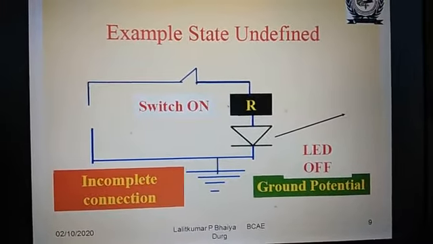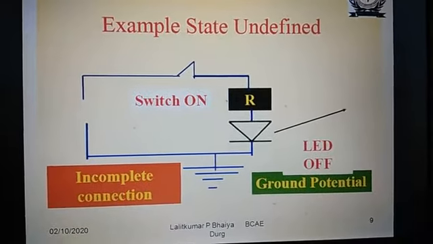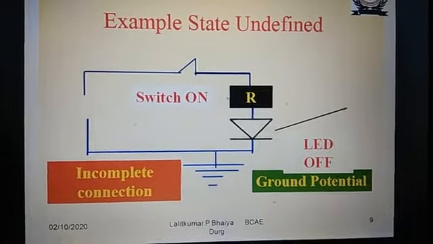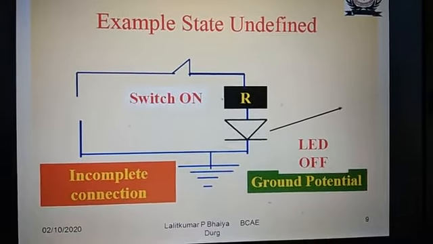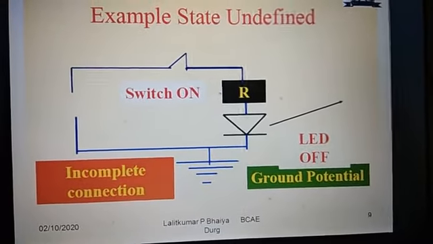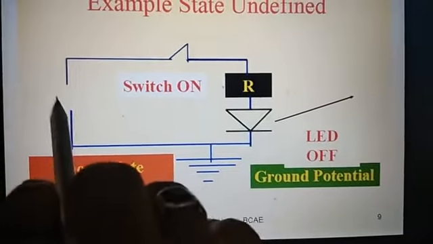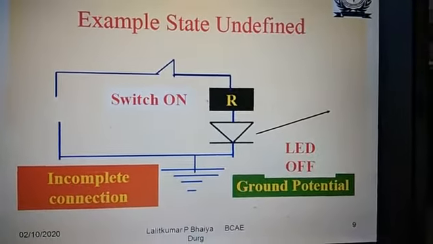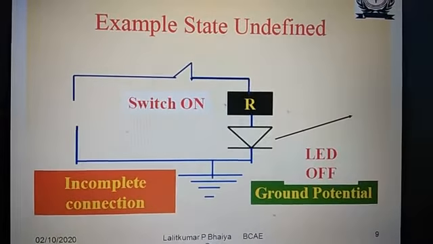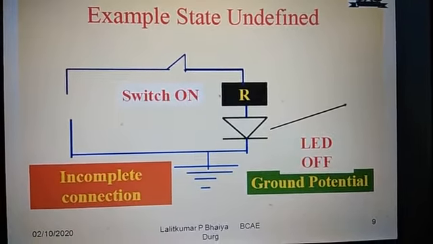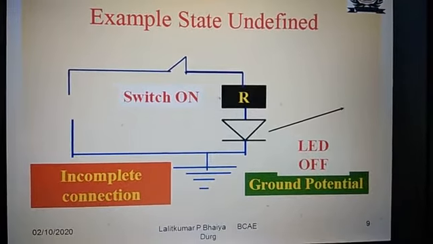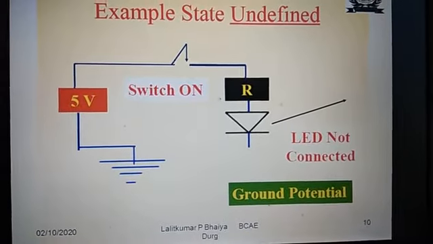And another one is called undefined. There is no 1 or no 0, even if there is a switch on or switch closed. This is called an undefined state, where no battery is applied. Here you can see no battery is applied, but the switch is on, the LED will be off. This condition is called the undefined condition. It is an incomplete connection. So this is not defined, either it is 0 or it is 1.